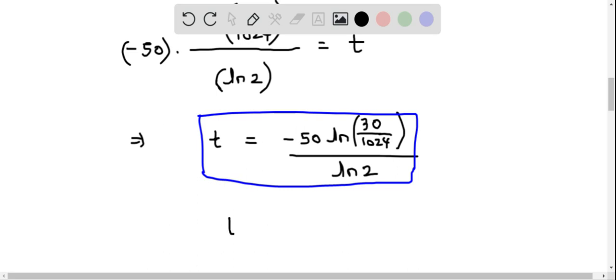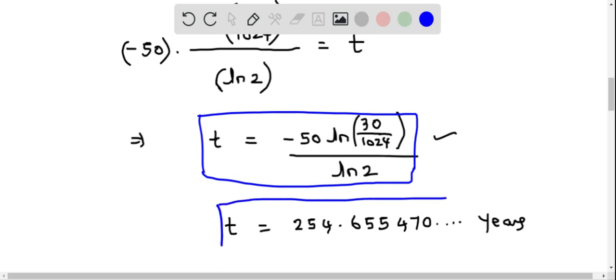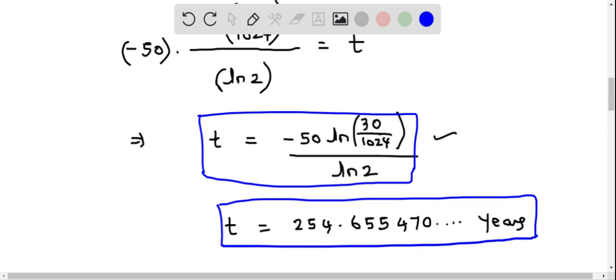And in fact, when we plug all those values on the right side into the calculator, we get the time it takes is about 254.655470, which is just a recurring number. So this is approximately 254.655470 years. And if you need the exact expression, we can consider this as the expression. And in terms of values, we can consider this time as 254.655470 years.